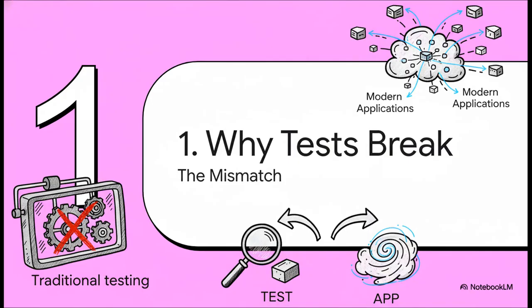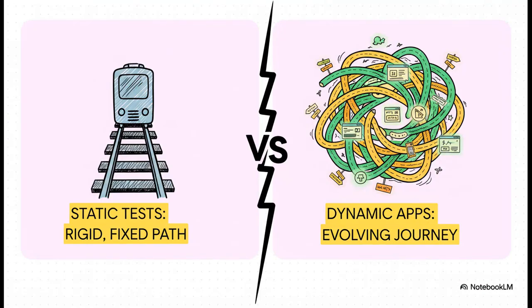All right, so let's dig into this. Why do our tests keep breaking all the time? Well, it really boils down to this fundamental mismatch between how we've been writing tests and what modern apps have become. Here's the core of the problem.